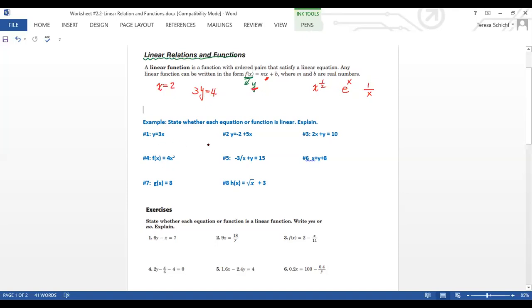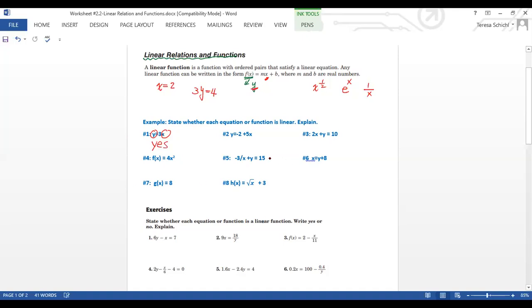So let's take a look at the examples we have here. The first problem: y equal to 3x. Is this a linear function or not? Well, let's take a look. Y is by itself, and x is by itself, it doesn't have exponents, roots, or a denominator. So we say yes.